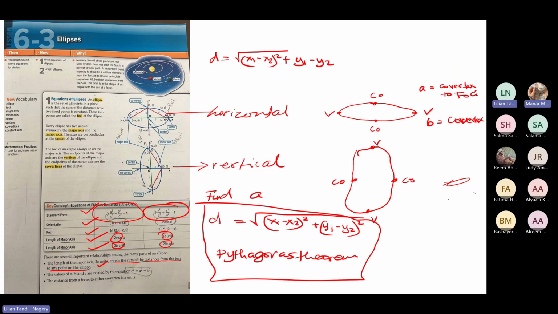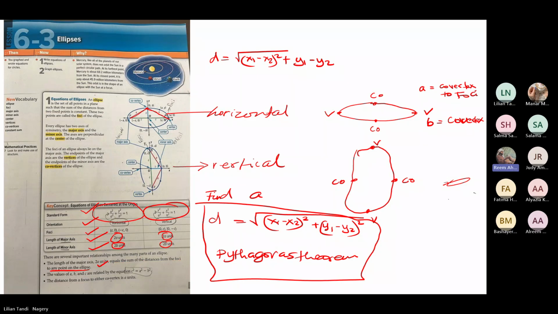What does that mean? The length of the major axis is 2a units, which equals the sum of the distances from the foci to any point on the ellipse. So I need to add this distance to this one, which will be the same as this to here. But this is not the foci. We will see when we go to the equation.